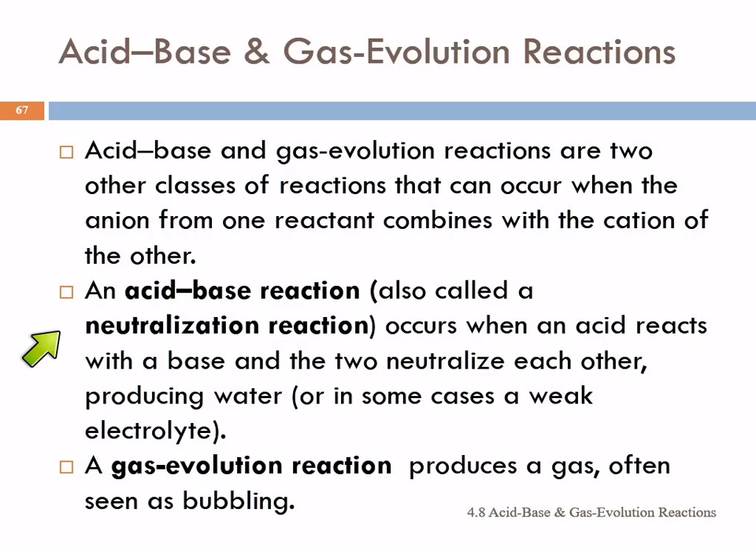It's also called a neutralization reaction because the acid and the base neutralize each other. And when they do that, they're going to produce water and generally a salt, such as sodium chloride. Salt is a generic word for an ionic compound. So table salt is sodium chloride, but salt in general could be all kinds of things.